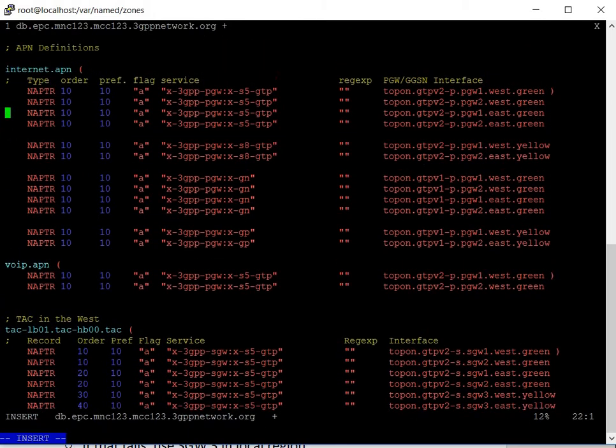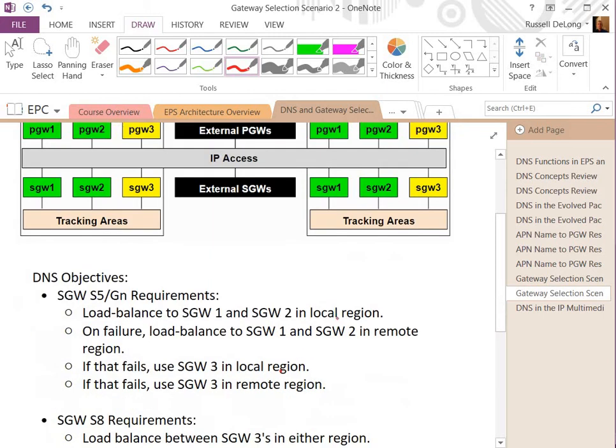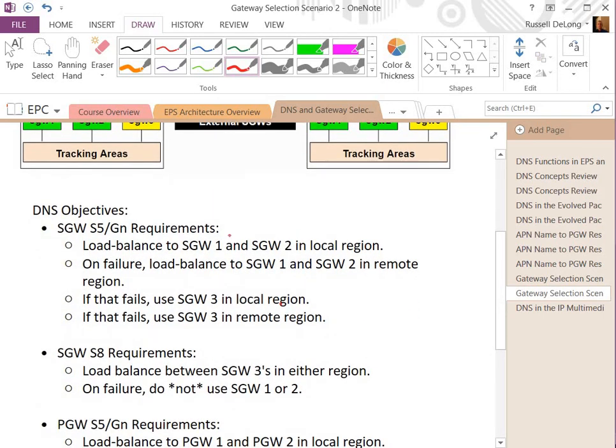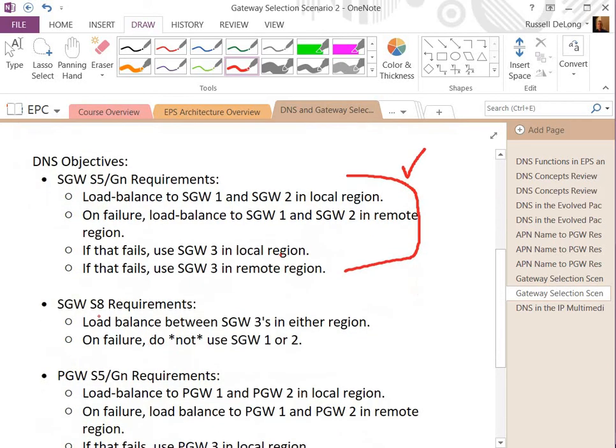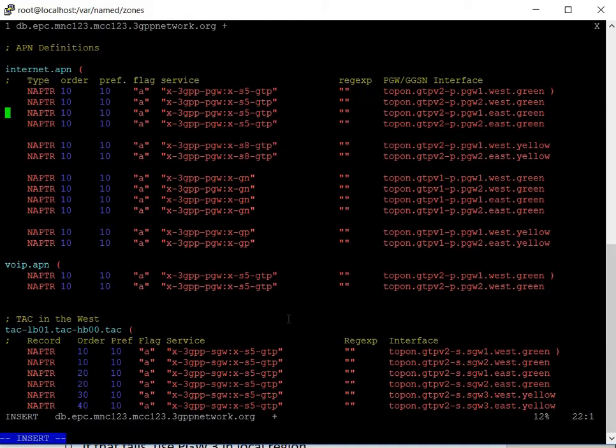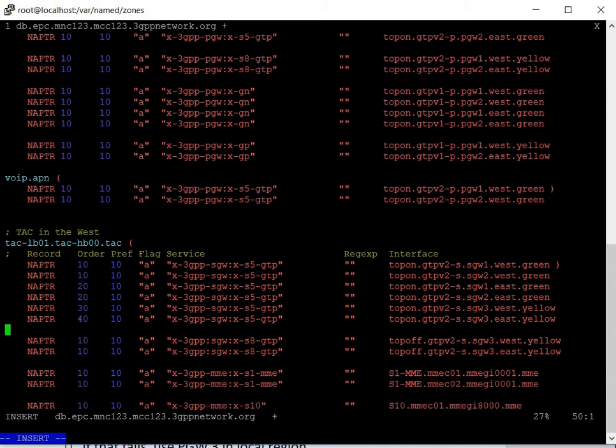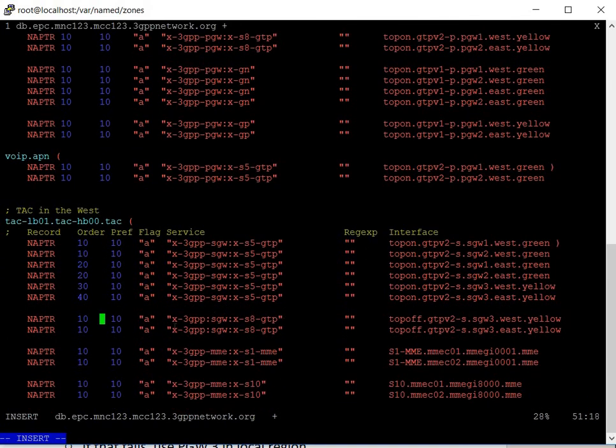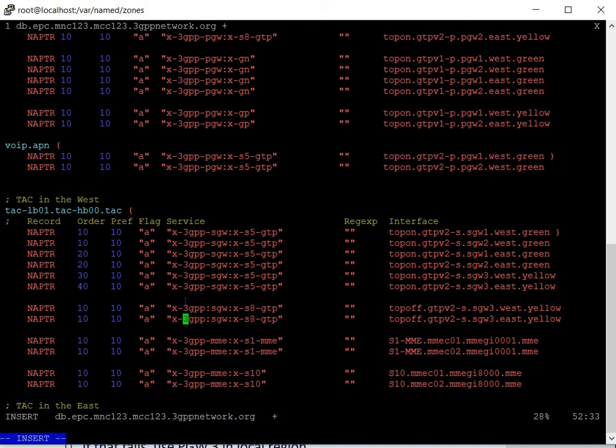So to go back quickly to my scenario, have I met those requirements? Load balance the two S gateways and local on failure, and I did this all with the order statements, right? So I'm going to say that's relatively check mark. Order 10, 20, 30, and 40 respectively. And S8, I simply only defined the S8 interface as being on S gateway 3, I believe. Let's go back here. S8 is done, right? So I said load balance S8 on both sides, and that's done.